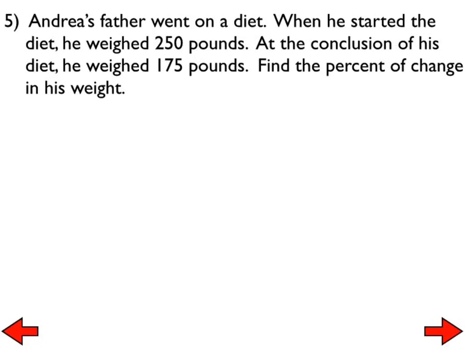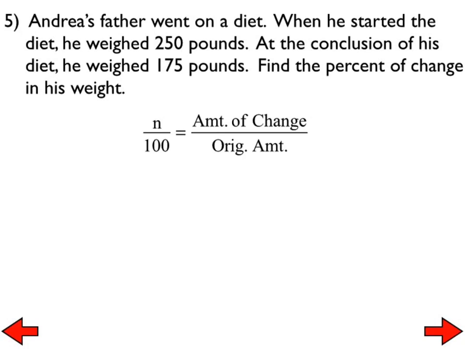So, we have n over 100, the amount of change. He weighed 250 pounds. He now weighs 175. That's a change of 75 pounds. The original amount is the amount of weight that he started at, which would be 250 pounds. And so this would be the setup.